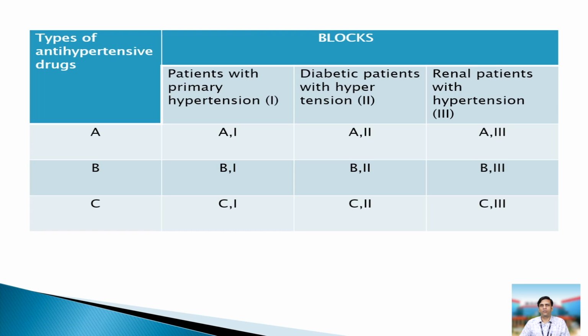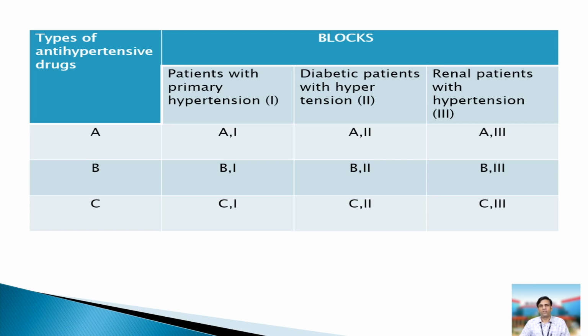So the first type of hypertensive patients are patients with primary hypertension. The another type is diabetic patients with hypertension, and the third category is renal patients with hypertension. So when the first type of antihypertensive drug, that is A, is administered to the hypertensive patients with primary hypertension, this will be known as A and first category. And in the second block, where the hypertension patients are with diabetes, they are given the A category of drug, then this will be known as A category and second block.